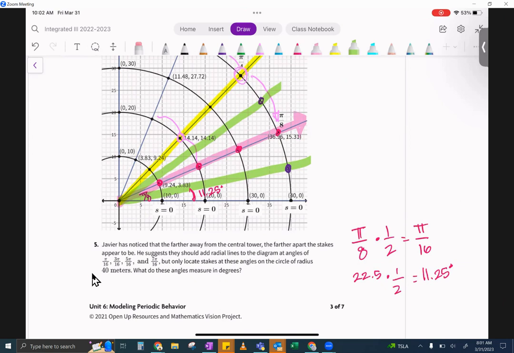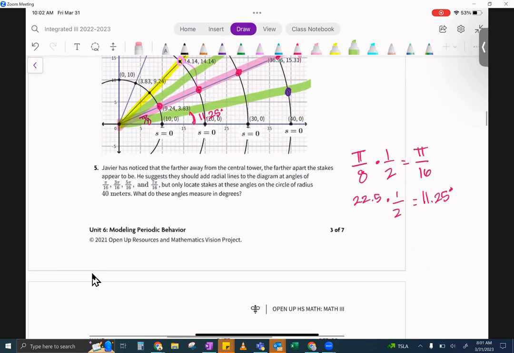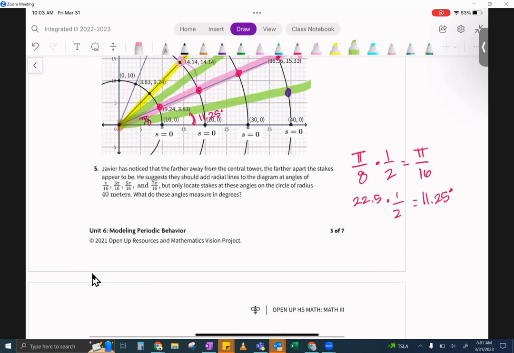And again, some of you have several different ways to do it, and you can see that I have 3 sections of it. So I can multiply that by 3. So I can go 3 times 11.25 degrees. And that would be 33.75 degrees.